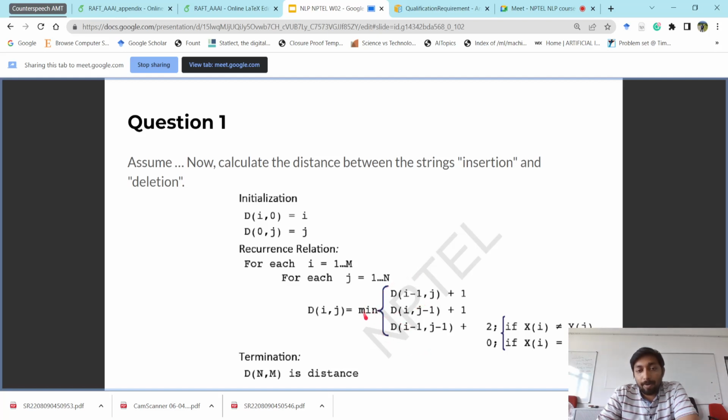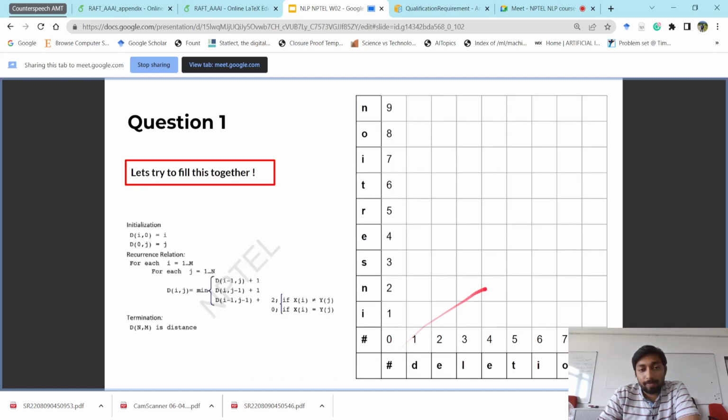So this minimum is trying to find whether we need deletion, substitution, or insertion, and putting the minimum value out of this. So this will automatically select at each step the operation that requires minimum cost. And finally, we will have d n m as the distance between these two. So let us try to apply this algorithm in this case.